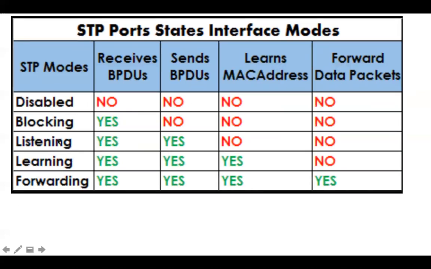We know that we have five states: disabled, blocking, listening, learning, and forwarding. And we know in blocking we can only receive the BPDUs. We will not send the BPDUs. In listening, we can send and receive the BPDUs. In learning, we can send and receive the BPDUs, as well as learn the MAC addresses. In forwarding, we can send and receive the BPDUs, as well as forward the traffic.